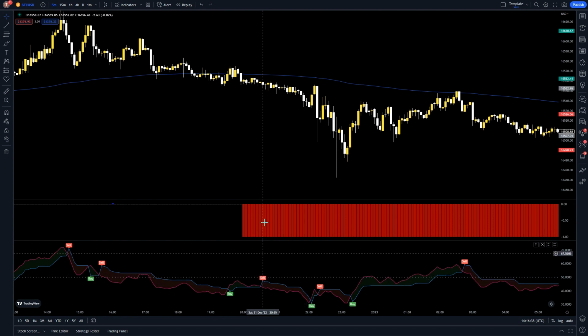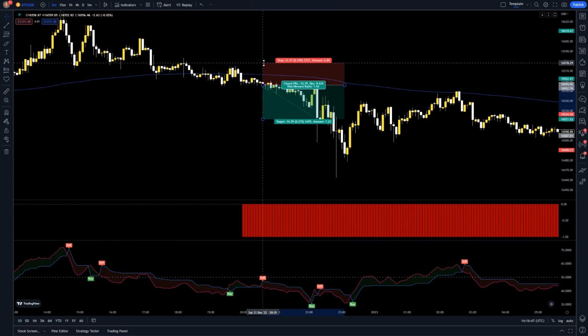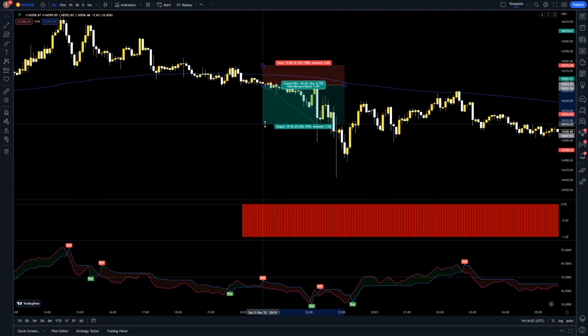So on the close of this white candle, we'll be able to enter a trade. Enter a short position. Stop loss at the recent swing high or the 200 EMA. And then we're targeting 2 times the risk.